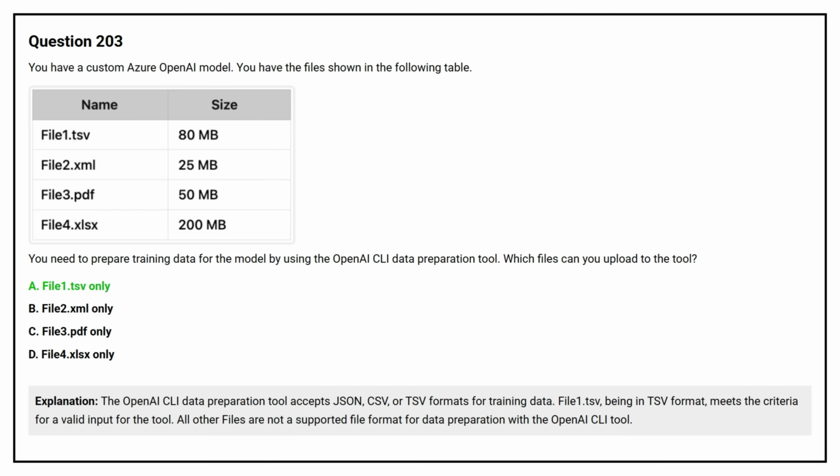The OpenAI CLI data preparation tool accepts JSON, CSV or TSV formats for training data. File1.tsv being in TSV format meets the criteria for a valid input for the tool. All other files are not supported file formats for data preparation with the OpenAI CLI tool.